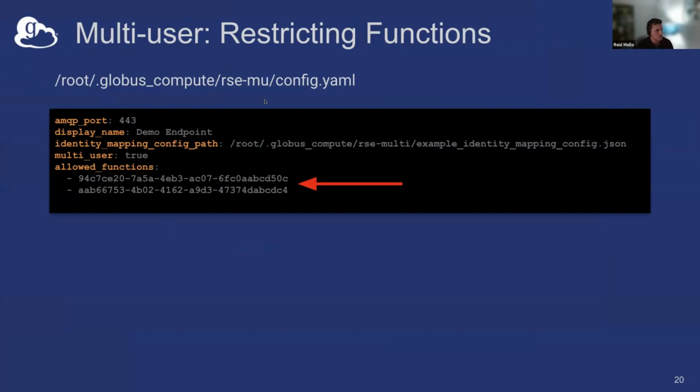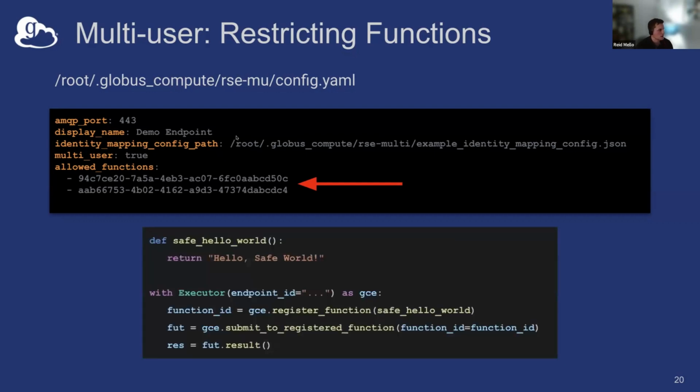You can specify allowed functions. It's typically done in the multi-user endpoint config. So just a quick note too, as I said before, this is where the identity mapping config path is specified. By default it will automatically get populated wherever in the standard location for the example config, but you can change this. So yeah, here I can specify an allow list of functions. And then I can submit a function using the specific ID.